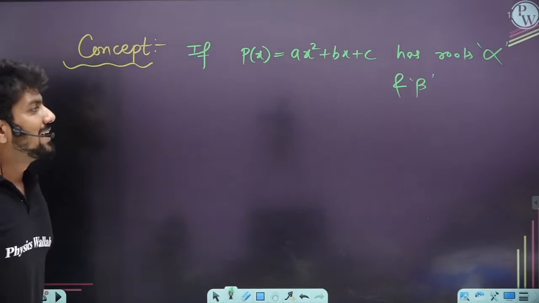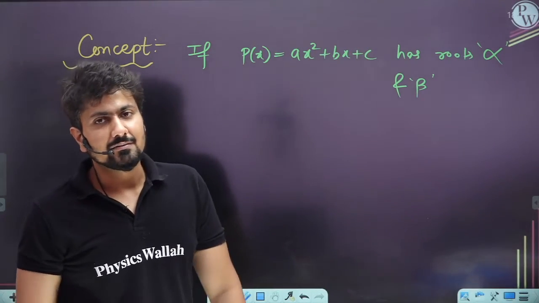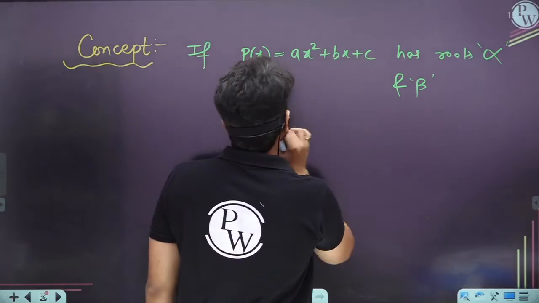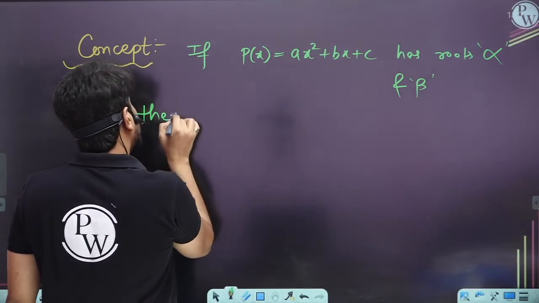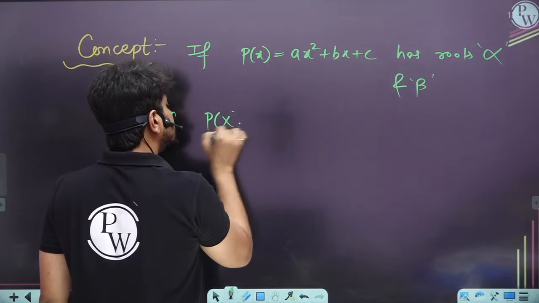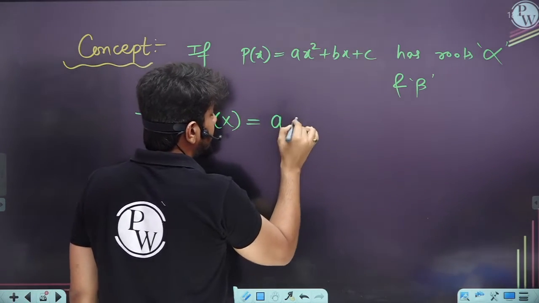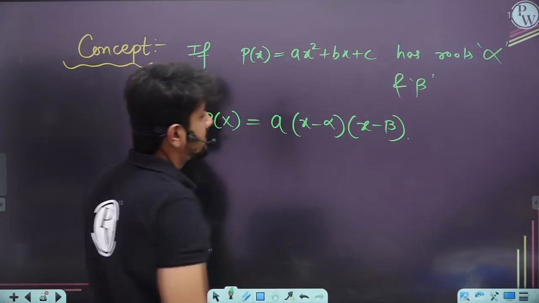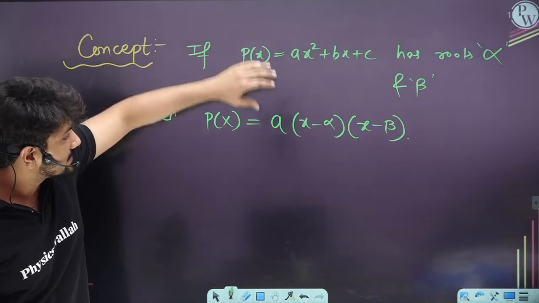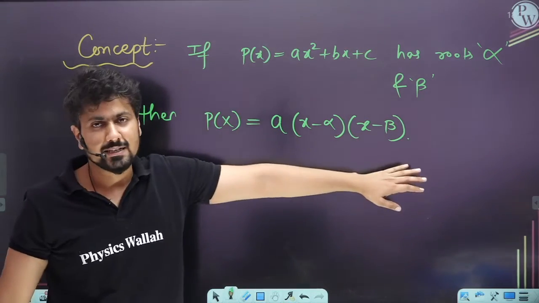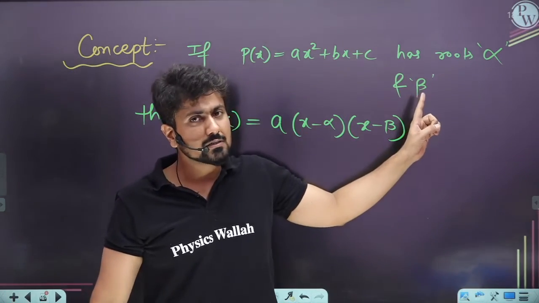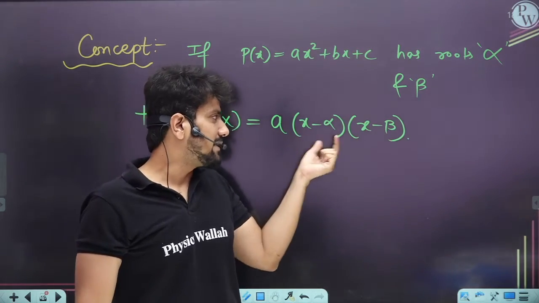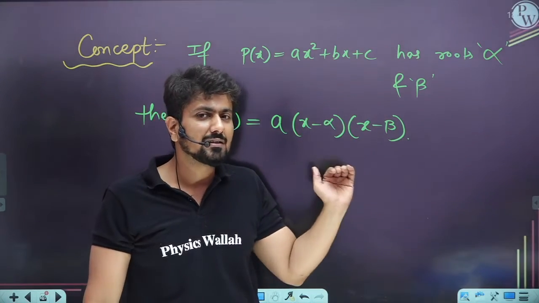If this p(x) has roots alpha and beta, if this is given, then I can write this p(x) as a times (x minus alpha)(x minus beta). Alpha and beta are the roots, so they will determine the factors. I get the factors x minus alpha and x minus beta, because I know that alpha and beta are the roots.